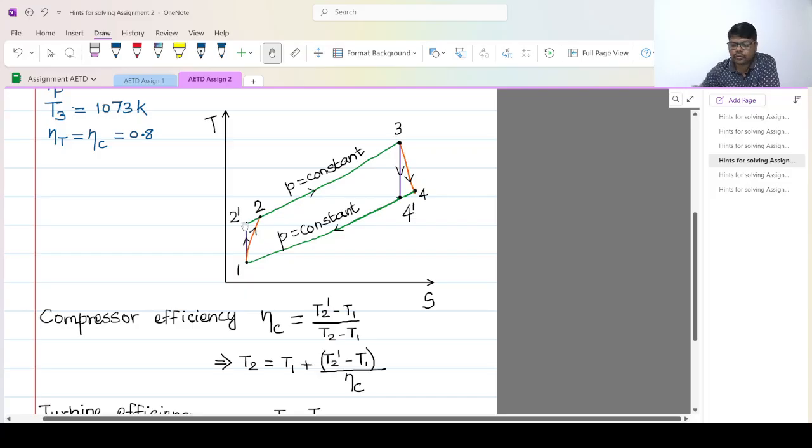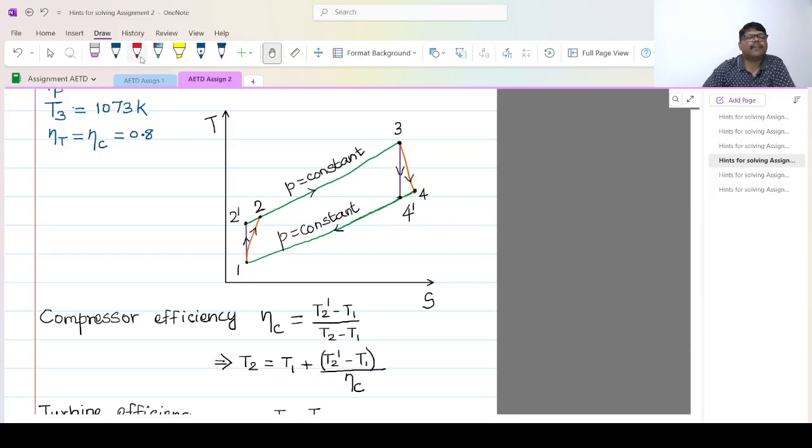The meaning: 1 to 2 represents the actual compression process. Let me write down here, 1 to 2 represents actual compression process. That means the process is non-isentropic, that means irreversible adiabatic. Then I have also represented 1 to 2 dash, which represents isentropic compression process.